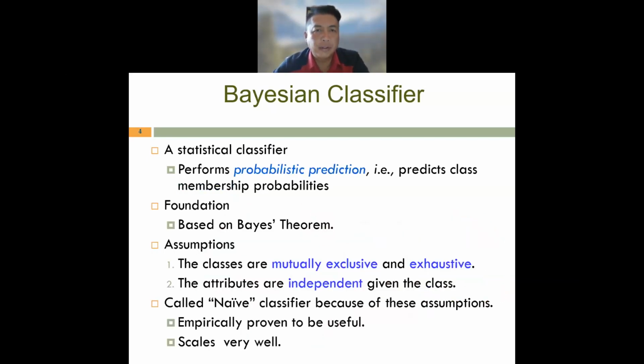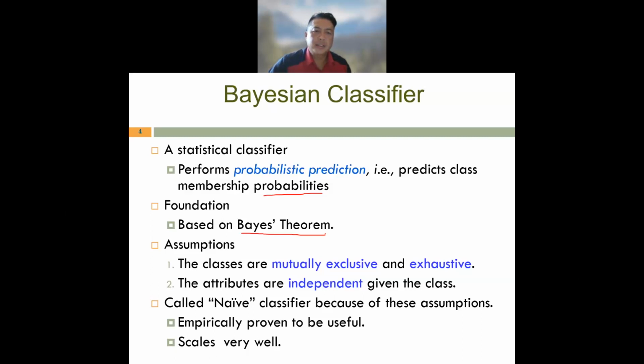So the Bayesian classifier is a statistical classifier in which we perform probabilistic prediction. We predict class membership probabilities. This is the easiest one because we just use the counting procedure. The foundation of this Bayesian classifier is based on the Bayes theorem, so we will revisit this theorem.